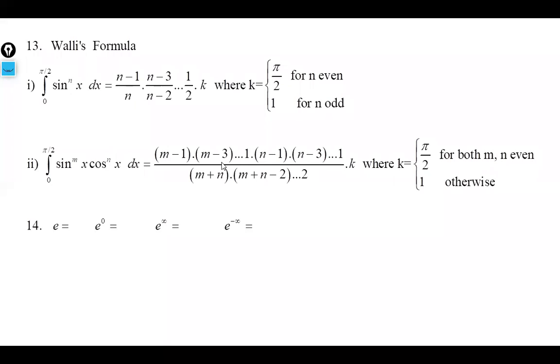You just have to convert sine raised to n x as sine raised to n minus 2 into sine square x. That sine square is written as 1 minus cos square. And then you put sine x as t and then the derivation goes on. But the derivation is complicated. We will not go into that right now.